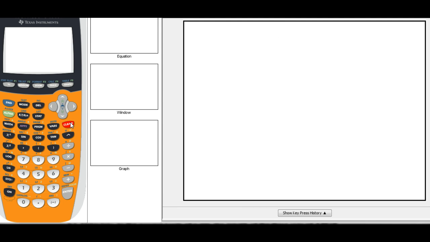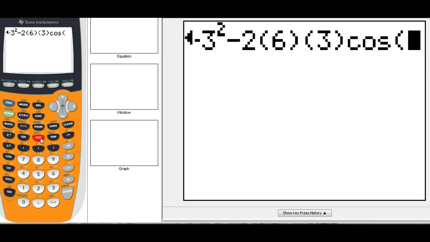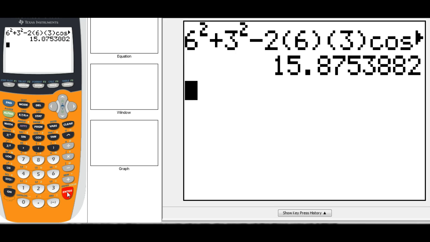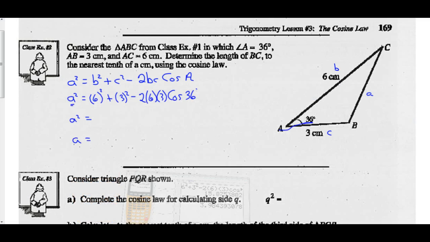So a squared equaled 6 squared plus 3 squared minus 2 times 6 times 3 times the cosine of 36 degrees. You press enter, and that is not the value for a, that's the value of a squared. So we must now take the square root of that answer to figure out what a is. So a is 3.98, or if we round to the nearest tenth like they asked, that's 4.0. So a squared is 15.88 and a is 4.0 centimeters.